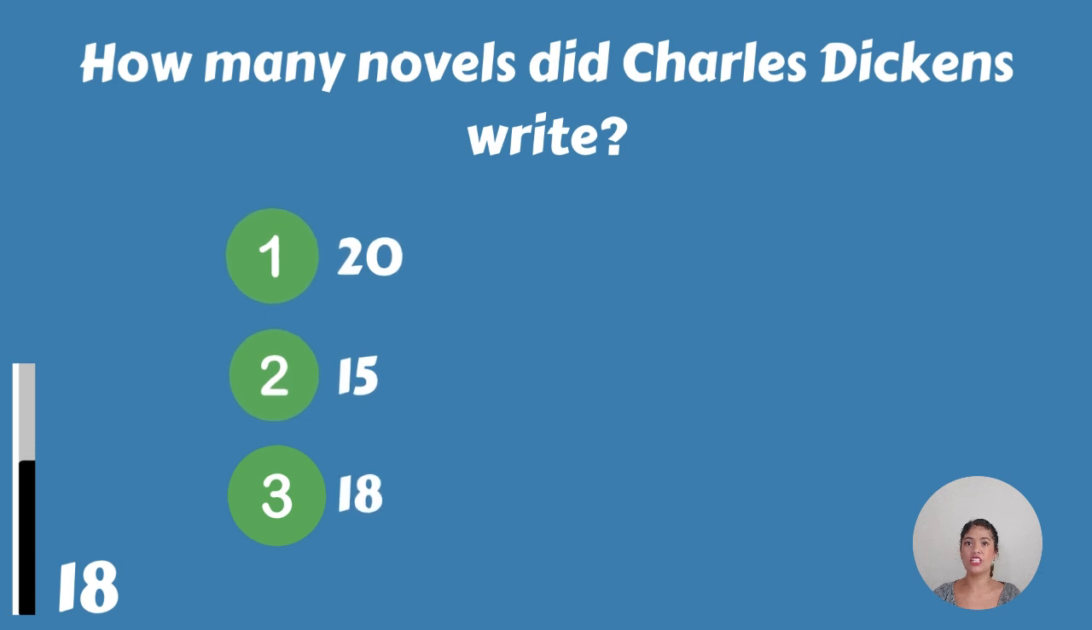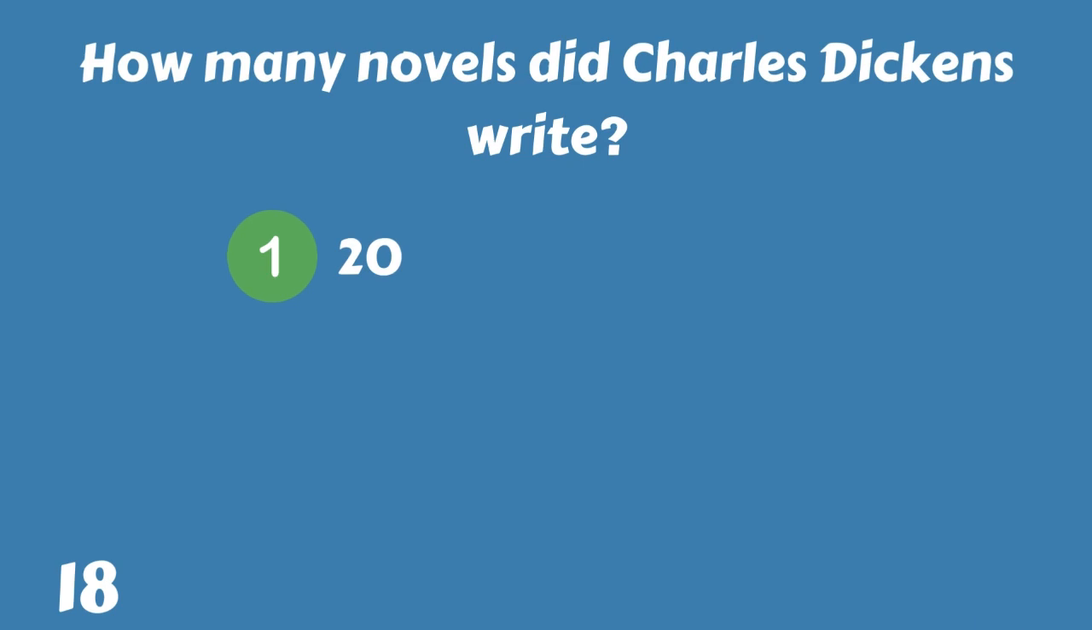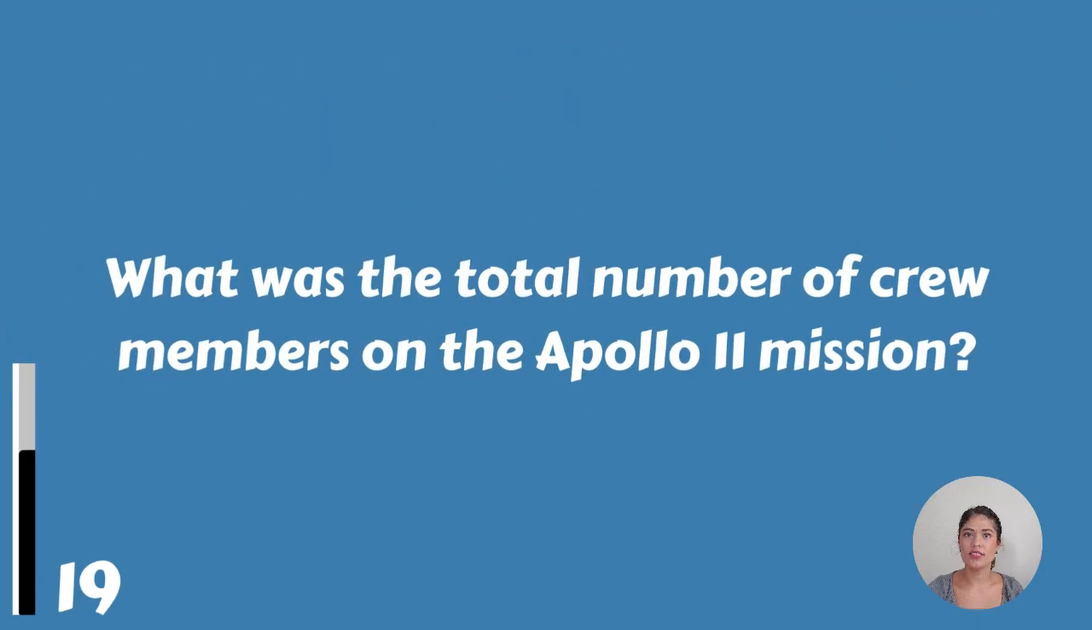How many novels did Charles Dickens write? 20, 15, 18. 20. What was the total number of crew members on the Apollo 2 mission? 3.